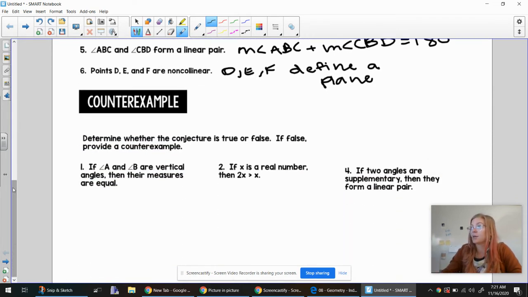The last vocabulary word that we have for today is a counterexample. A counterexample is a false example that shows that a conjecture is not true.